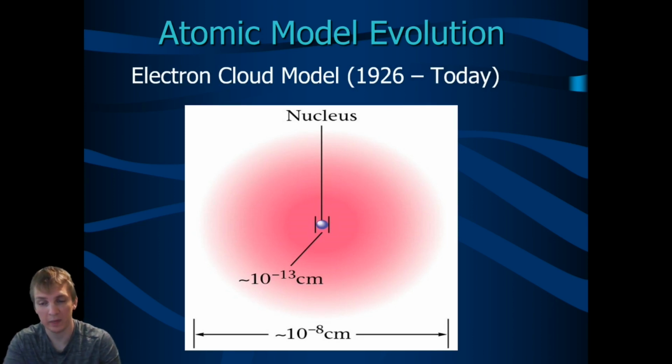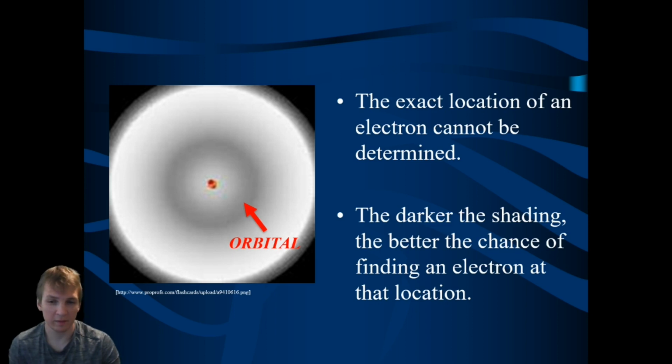All right, and this is what we accept today. This is a picture of a cloud model, and the exact location of the electron cannot be determined just because it's moving at the speed of light. It's going very, very fast. But the best pictures that we have gotten have all shown that this cloud model is supported. This is an actual picture of a large atom, and the darker the shading, the better chance of finding an electron there. So that's where that cloud is.